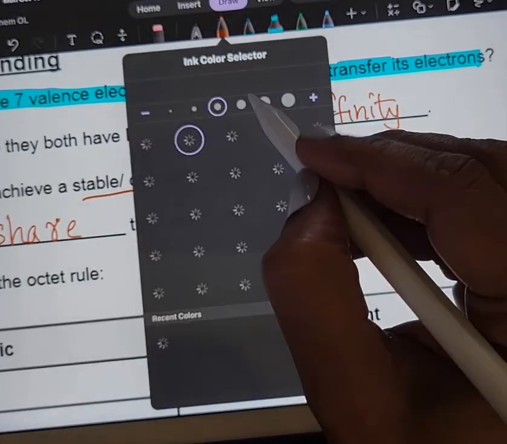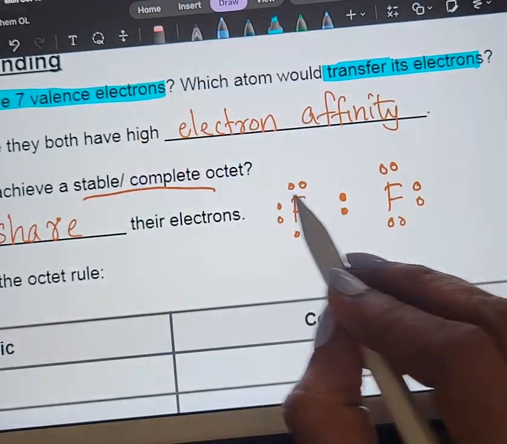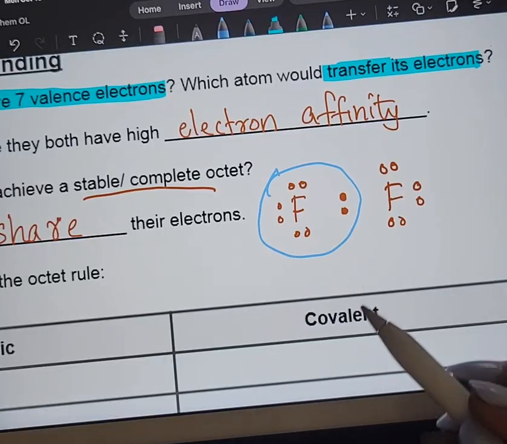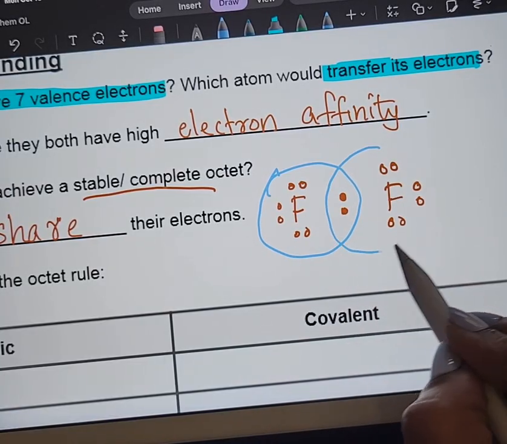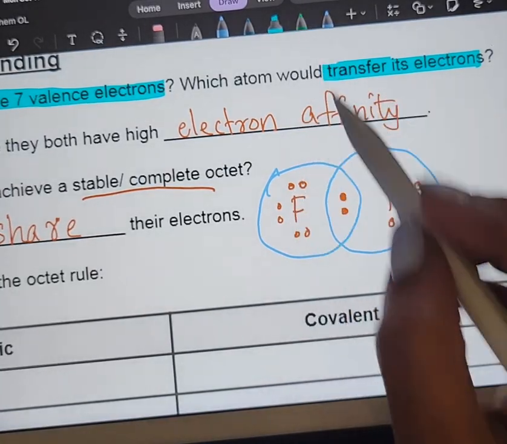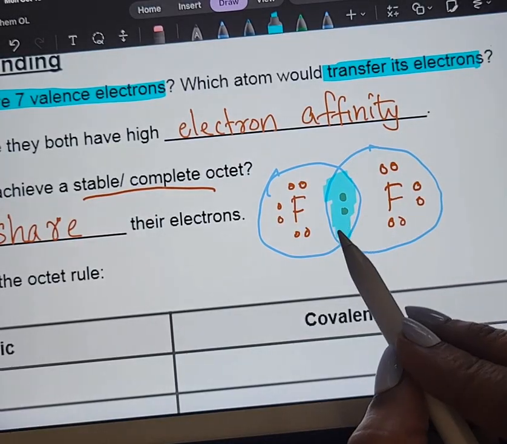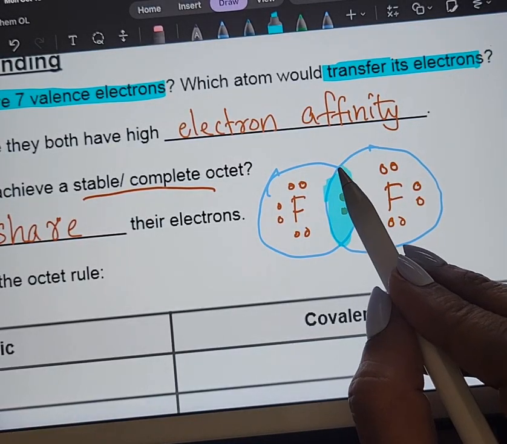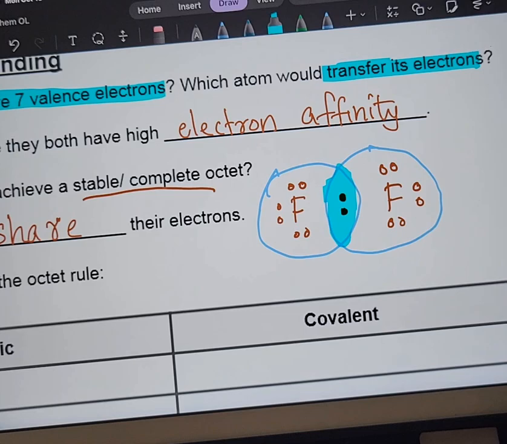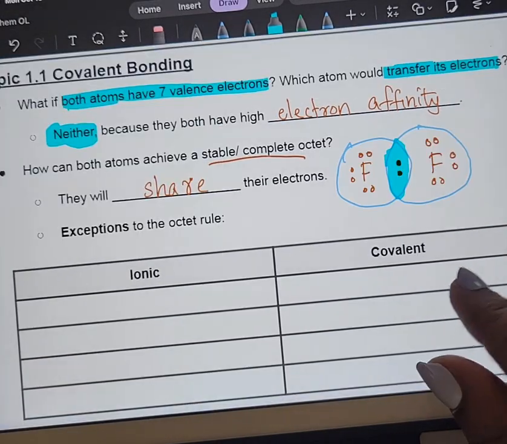After sharing, this fluorine got, see how many electrons? 8. And this fluorine also got 8 electrons. And this is the shared pair between them. That's how they are sharing electrons to get octet.